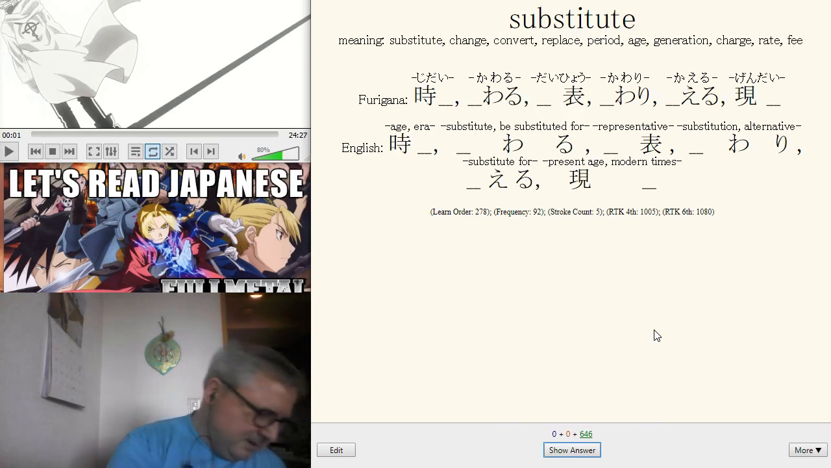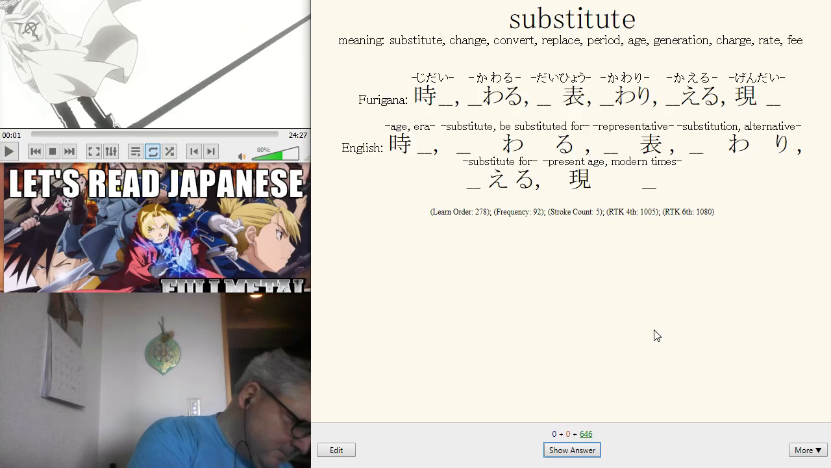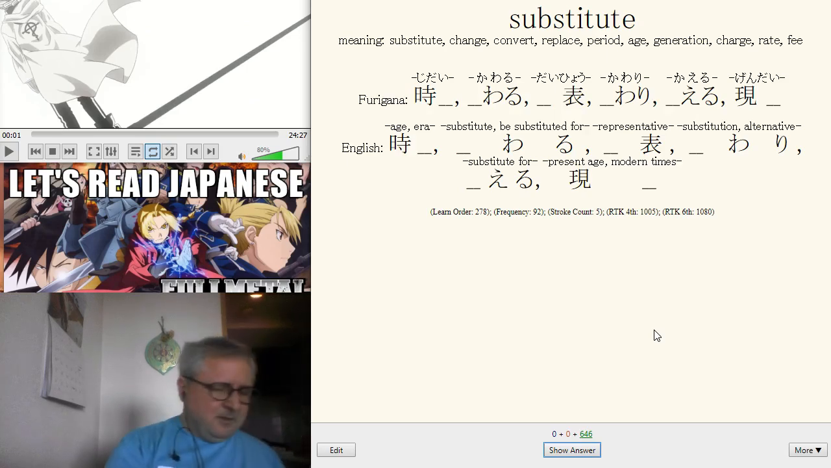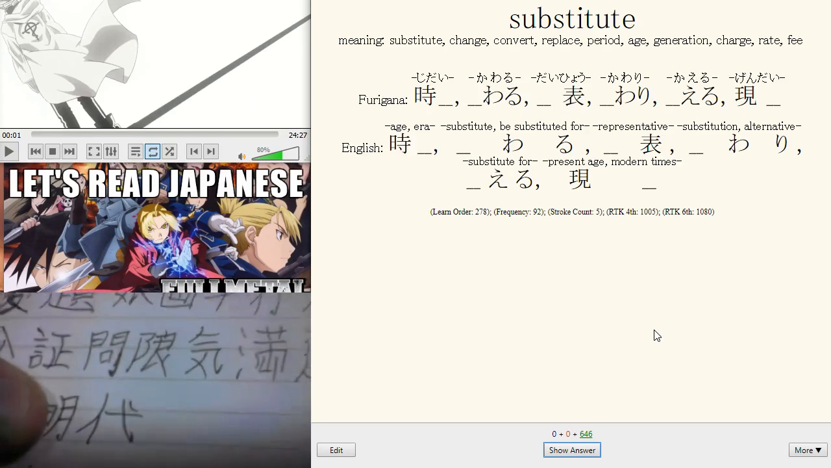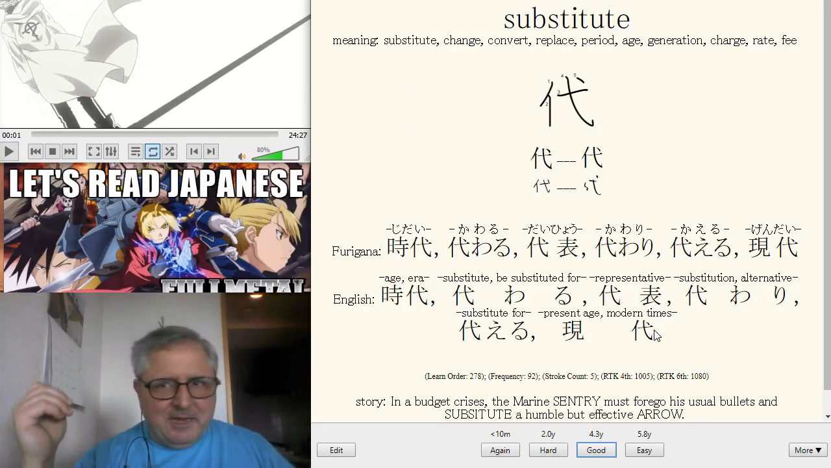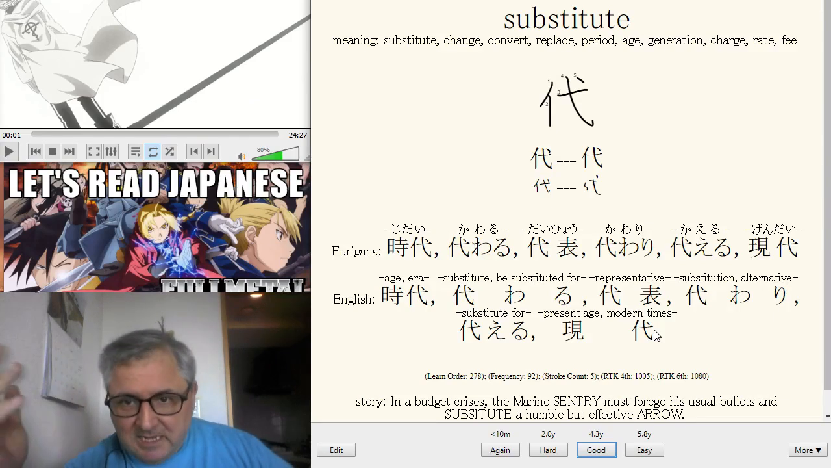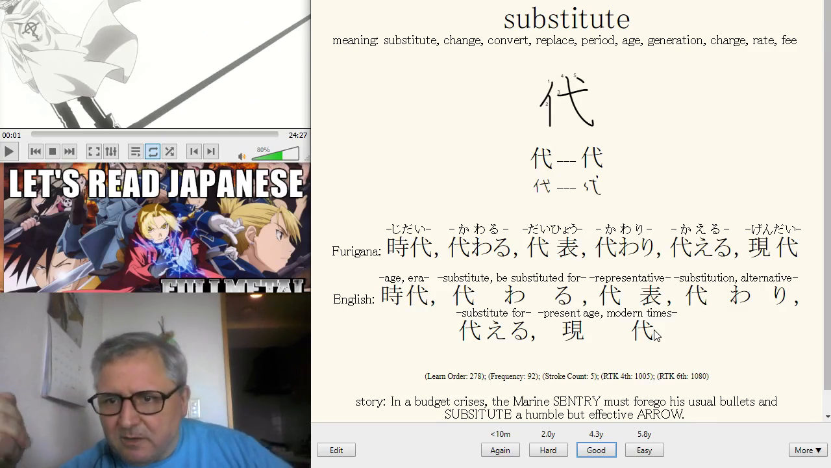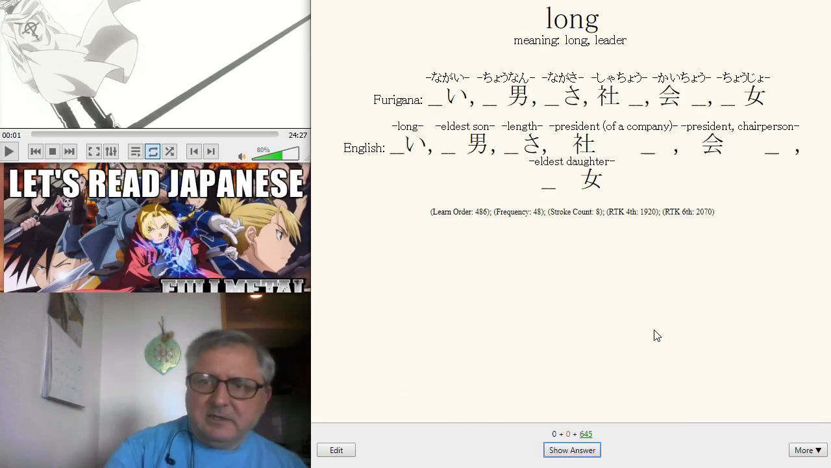This is dai, right? Yeah, dai. I wrote that character really badly. There we go. Okay, dai. Batman and the Green Arrow. Jidai. Kawaru, substitute for. Daiyo, that's your exchange. Representatives. Okay. Kawari ni, exchange. Kaeru, change. Gendai. That's recent times, right? Present day, modern age. Cool.